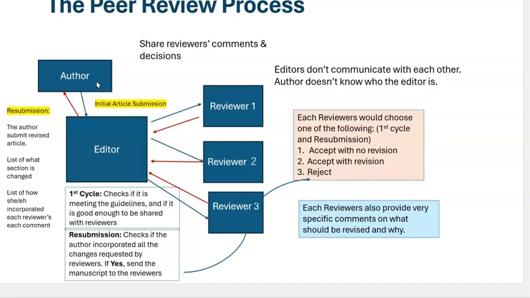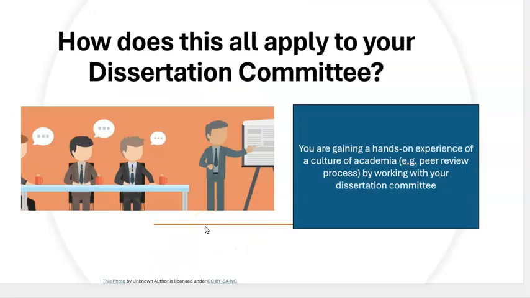So I want you to remember that the peer review process is a very rigorous and formal process. It will apply to your dissertation committee's work. Simply put, your dissertation writing process and your work with your committee members are very similar to the peer review process.